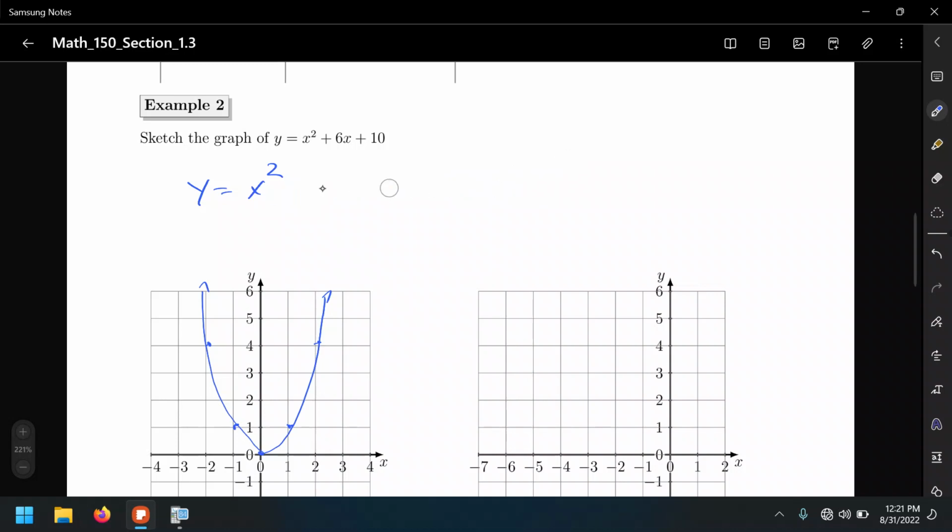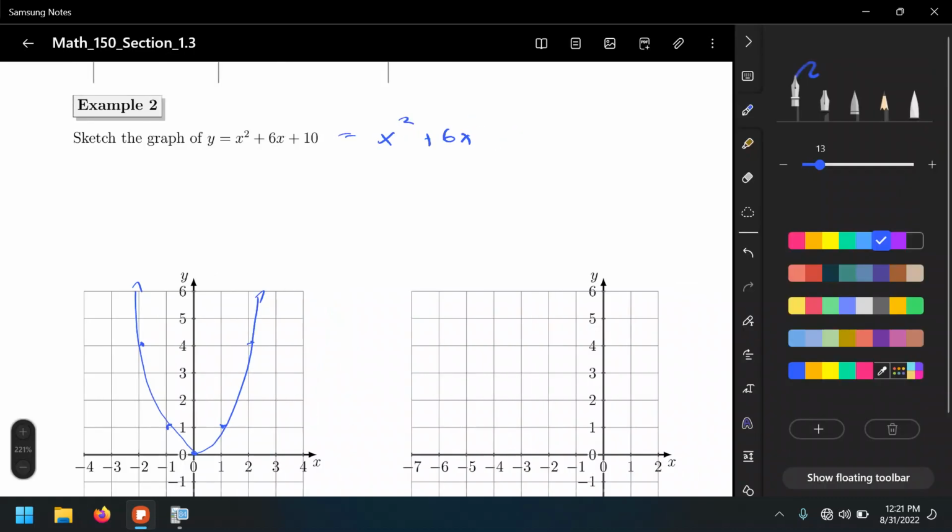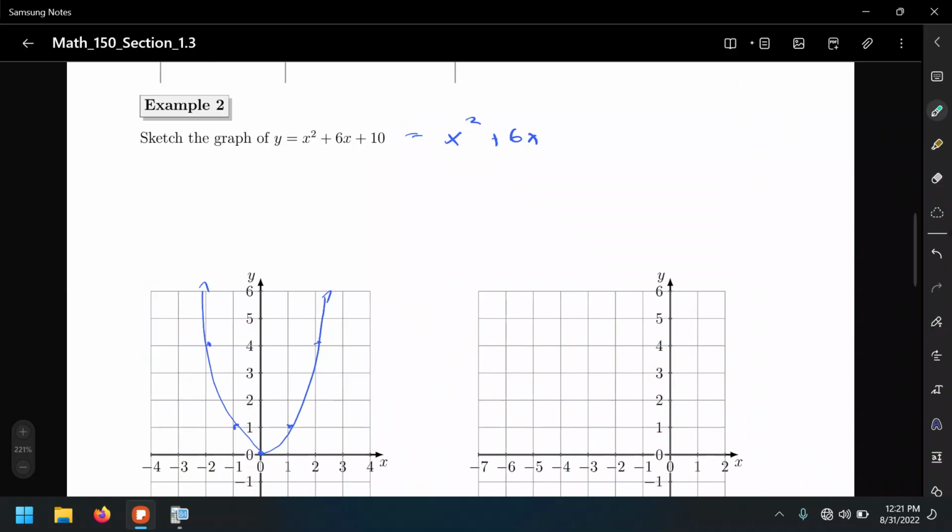But in this case, this is not a perfect square trinomial, because in the first place, this independent term right here is not a perfect square. So we need to add and subtract a magical mystery number that completes the square. What am I talking about? That's x squared plus 6x plus blank. That blank is the magical mystery number that completes the square.